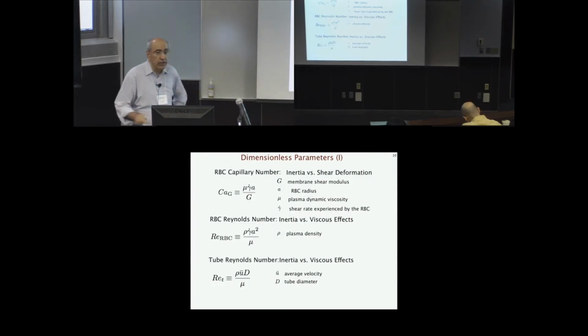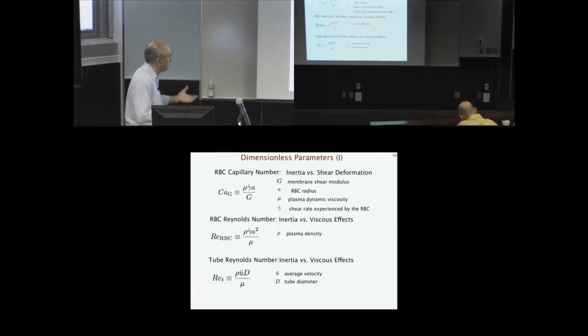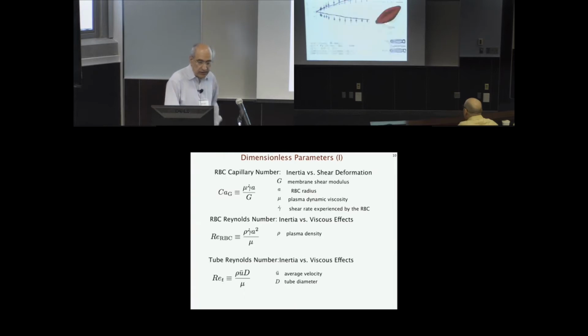So we should talk about the dimensionless parameters that are important in this analysis. We define a capillary number, which is based on the membrane shear modulus, so it's a ratio of the shear to the shear modulus of the membrane. Then the particle Reynolds number, which is based on shear rate and the radius of particles. This is what determines the importance of the particle inertia. And then also when we are doing tube flow, the tube Reynolds number, which may or may not be important.